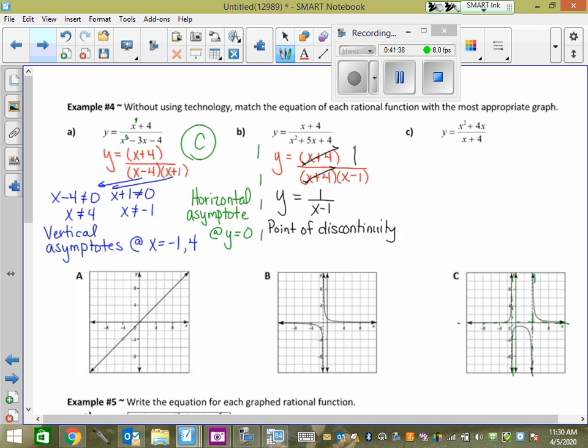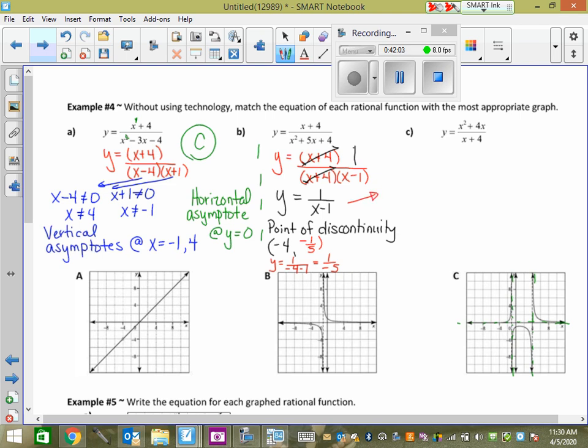What's it at? Well, it's at -4, because that's what canceled. x plus 4 canceled, so it's at -4. How do I find my y? Well, I plug it into my reduced form. So y is going to equal 1 over -4 minus 1. So 1 over -5. Or -1 over 5. So at -4 and -1/5, I have a point of discontinuity.